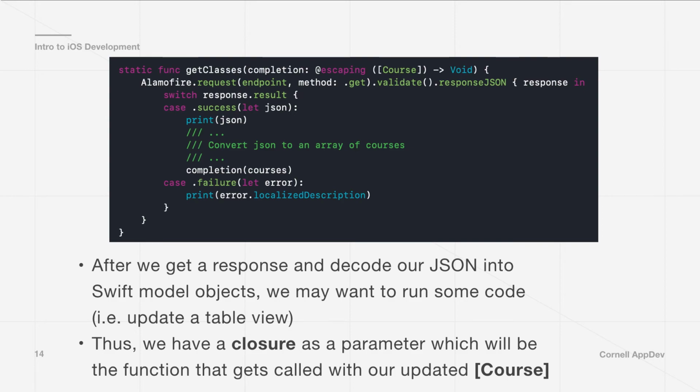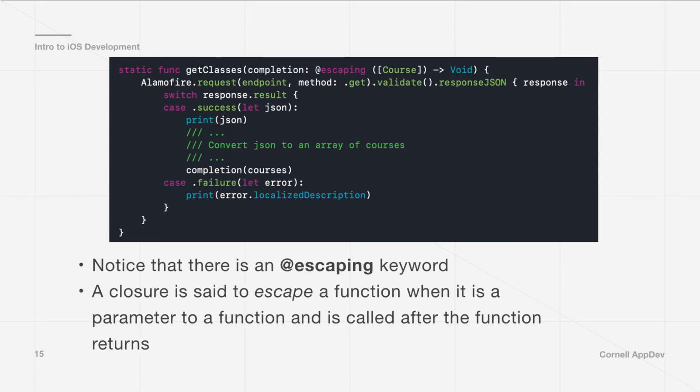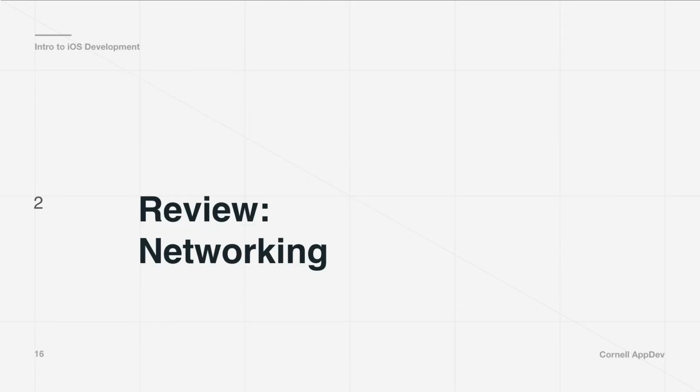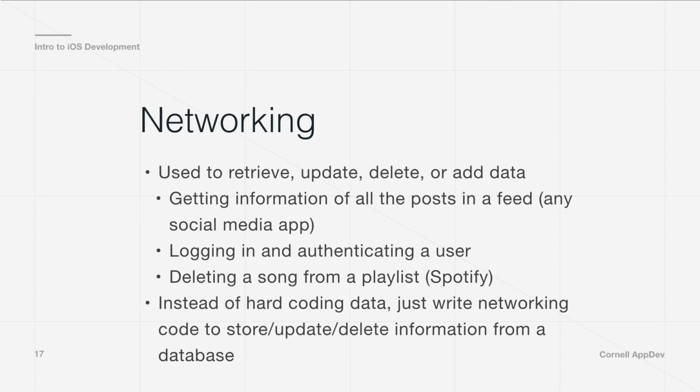So you'll also notice we have this escaping keyword. All escaping means is that the output of your closure, or whatever piece of code your closure is, will get executed after this function returns. So we're saying that once we return from get classes, this function right here, we want to call our completion closure. Does that make sense? Perfect.